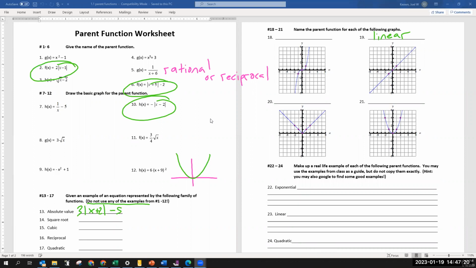Okay, and then for 22 through 24, make up a real life example of each of the following parent functions. And this says hint, why don't you Google these. So what is something in real life that these functions can model, right? So go ahead and try that. I won't say which one they go with, but the spread of a virus, a projectile, throwing a ball, things like that. Those would be examples. I'll let you figure out which functions those model, or come up with your own examples, but come up with an example for each one of those.